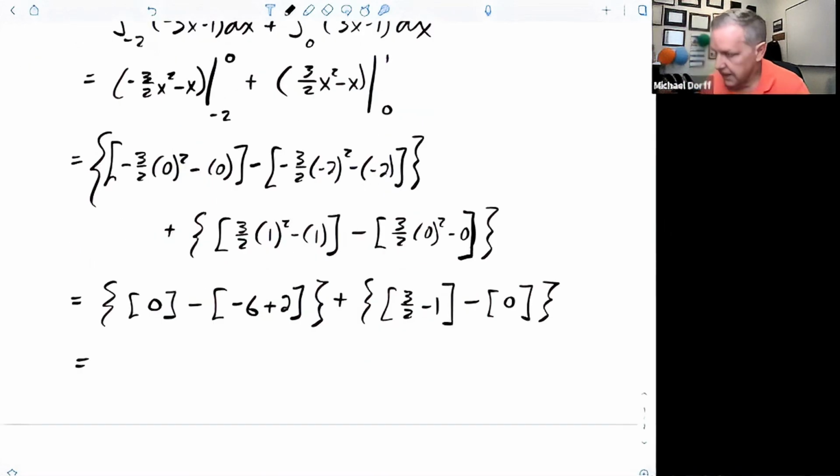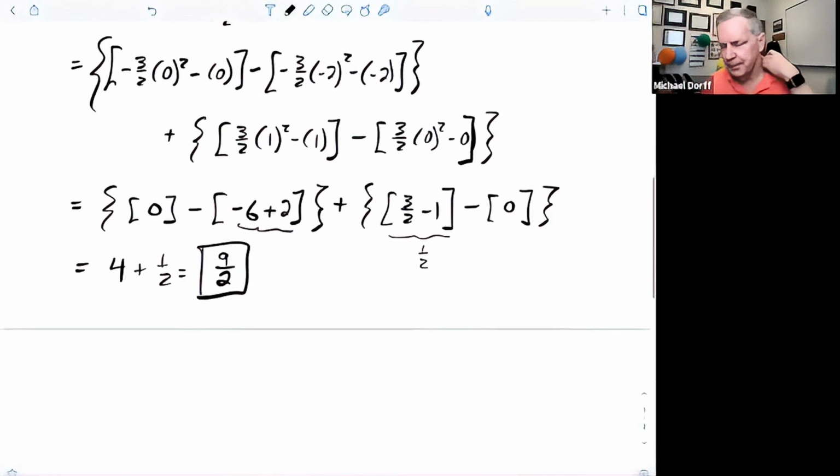And so then -6 plus 2 is -4, and I have a negative sign in front of it, so that's going to be +4. And then this is going to be 1/2, so it's going to be +1/2. So I have all that here, and so this is then going to be 9/2.